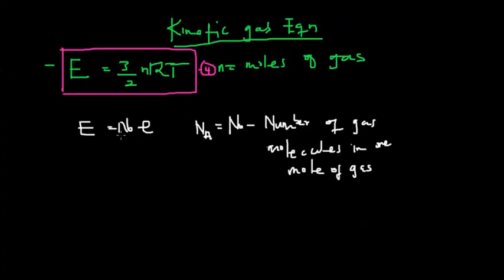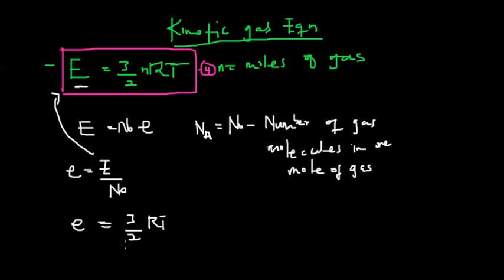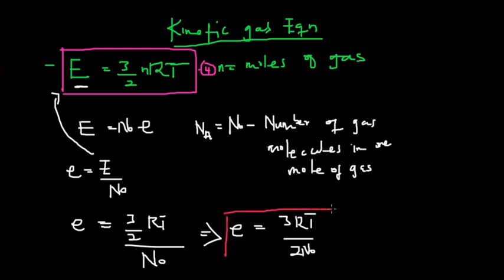Let's further simplify this. We want to find out the average kinetic energy. Let's make E the subject, so E is equal to capital E over N naught. We know that E is equal to this expression, so by substitution we have 3/2 RT divided by N naught. From here we notice that our average kinetic gas equation is equal to 3RT divided by 2N naught. Note that this is our average kinetic gas equation, another equation 5.